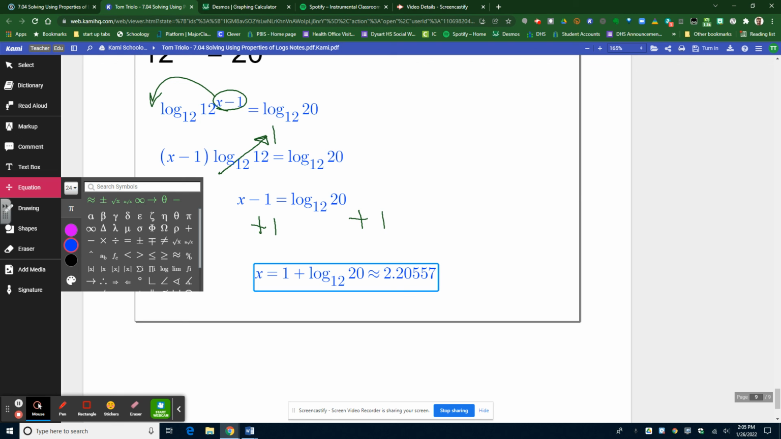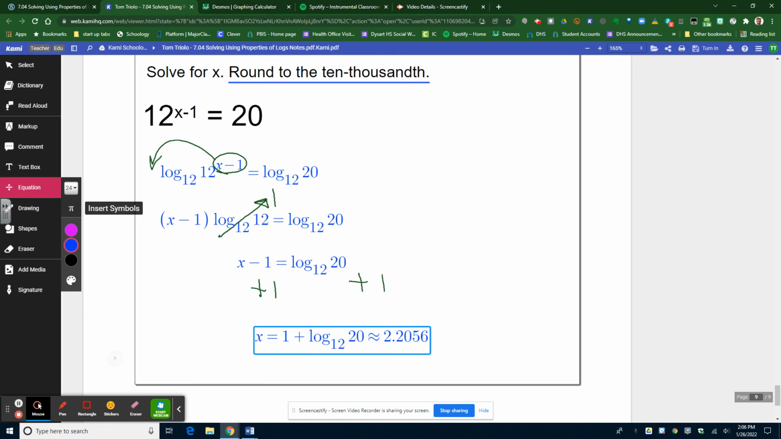2.20557 becomes 2.2056, or 2,056 10,000ths. When you check this one, the check needs to be done in Desmos if you're going to do it. So let's just do this in Desmos. I'm going to grab that 2.2056 and copy it back.